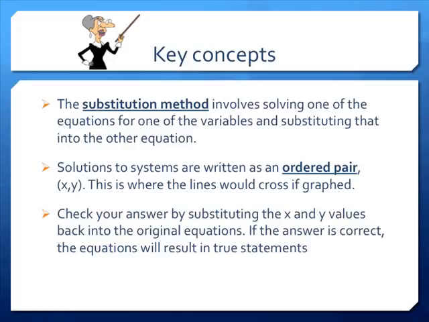First, the substitution method includes solving one or more equations for one of the variables and substituting that into the other equation. The solutions to systems are written as an ordered pair x, y. This is where the lines would cross if graphed.